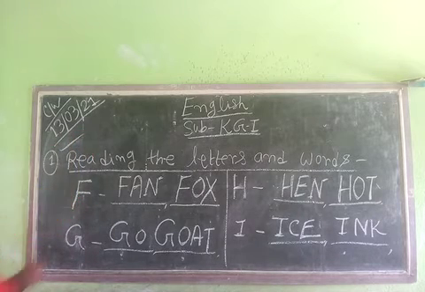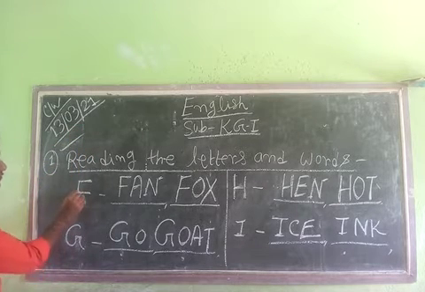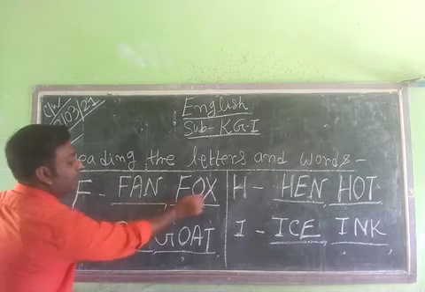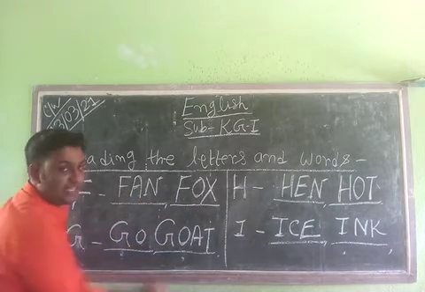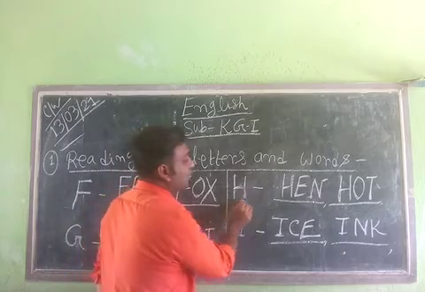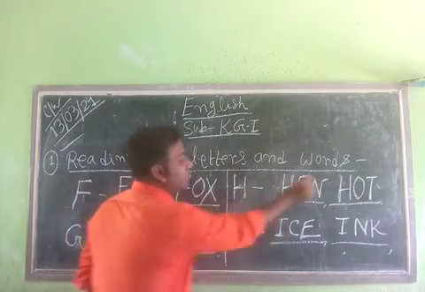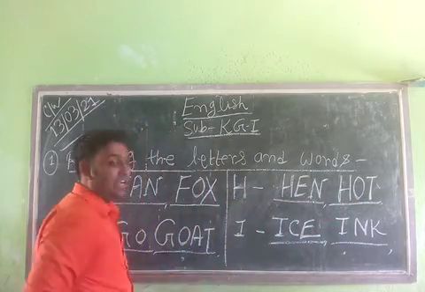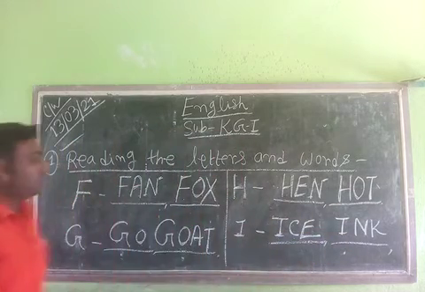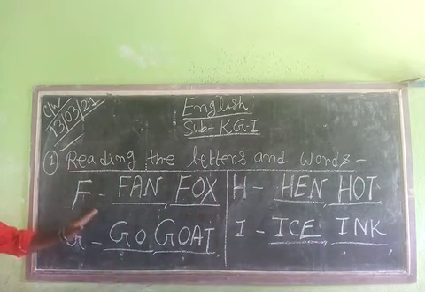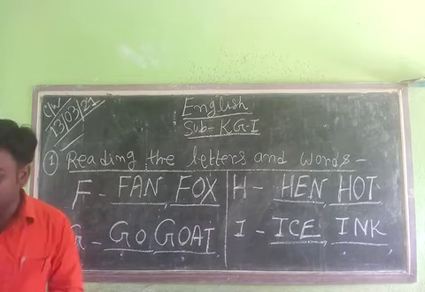So read again our first topic, the first class work. F for F-A-N, fan, F-O-X, fox. G for G-O, go, G-O-A-T, goat. Next H for H-E-N, hen, and H-O-T, hot. Next I for I-C-E, ice, and I-N-K, ink. So this is your first class work. Please write down on your exercise copy.